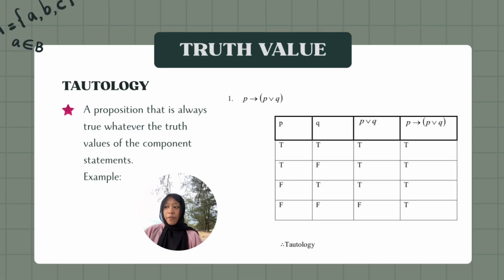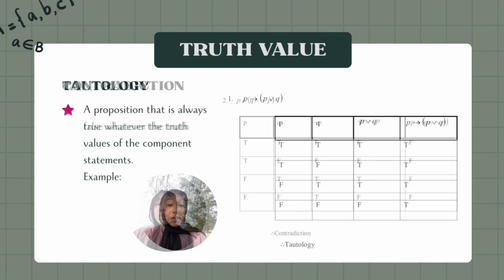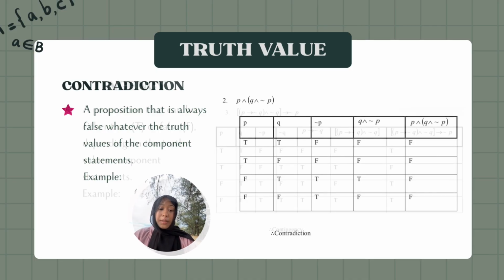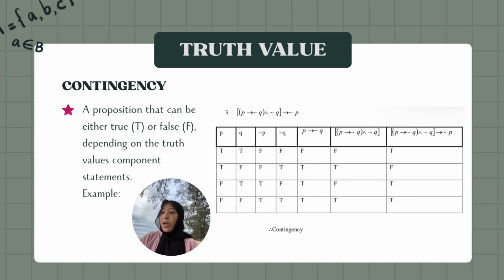So, for the truth value, we have three. The first one is tautology. A tautology is a proposition that is always true whatever the truth values of the component statements. The second is contradiction. It is a proposition that is always false whatever the truth values of the component statements. The last is contingency, a proposition that can be either true or false, depending on the truth values of the component statements.